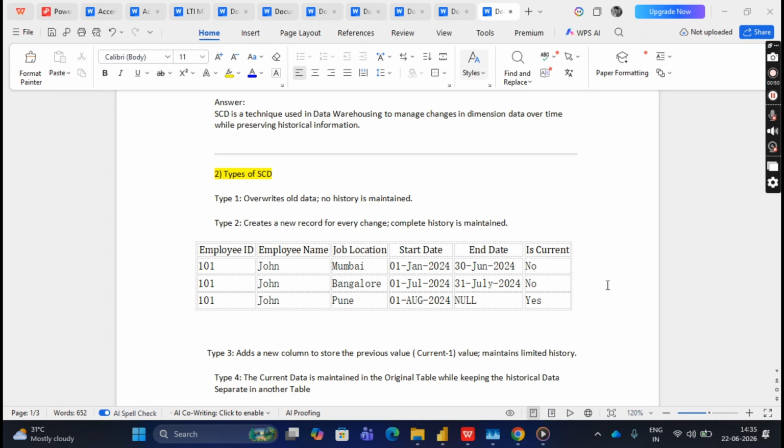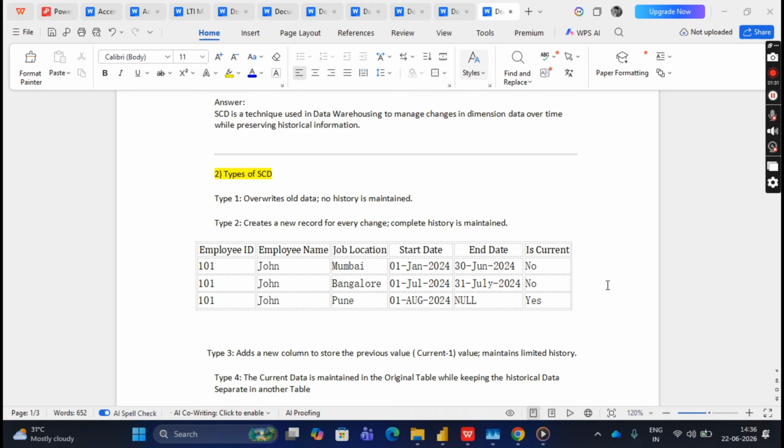We'll explain it with the help of an example. Suppose there is a table which records employee ID, employee name and job location of the employee, and the start date and end date when he started working in that location. Suppose the employee has changed his location from Mumbai to Bangalore. So in SCD2, that record will be stored in the same table. How will it mark it? Suppose the job location start date was from 1st January 2024 and end date is 30th June 2024.